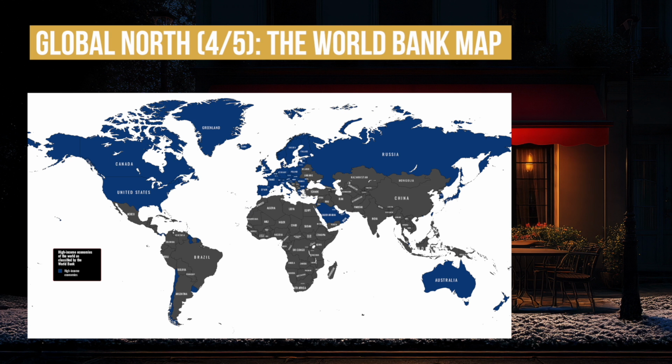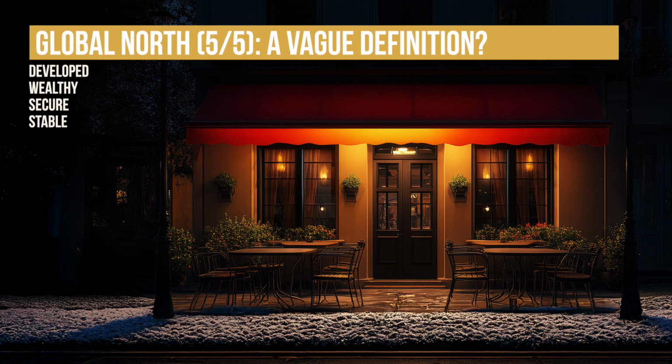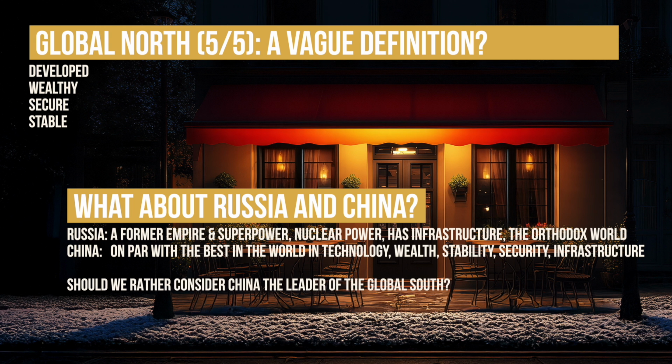Therefore, what matters more is being able to understand each meaning with its nuance. In all, definitions and perceptions vary, but still the global north corresponds more or less to countries that are developed, wealthy, secure, and stable both politically and economically. Should Russia be included in the global north? Again, it depends on how you define the global north in your analysis.